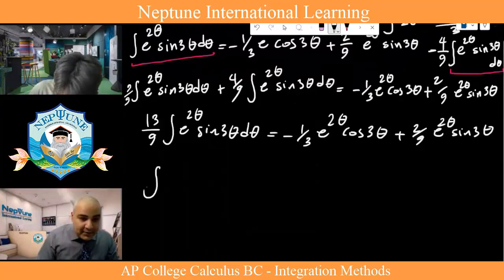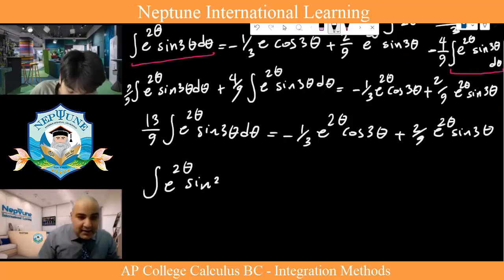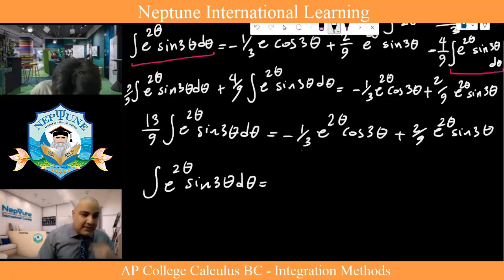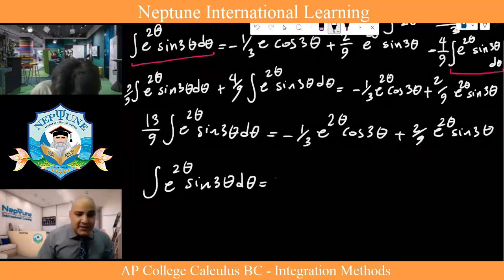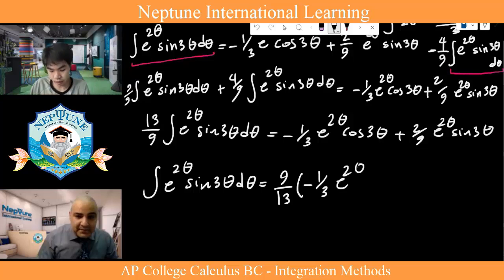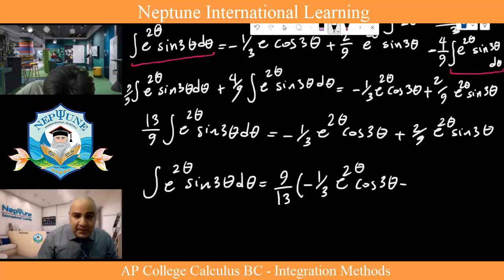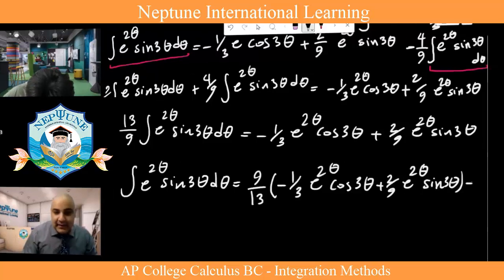So the integration of this one, sine 3 theta d theta, divided by 13 over 9, which is times 9 over 13. So I just write it like that. Make sense? Yep. Now you can add plus C.